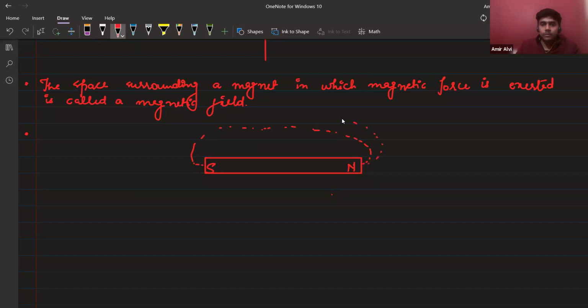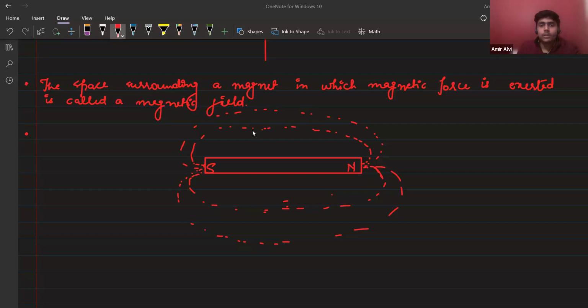You can see this thing. It is going from north to south. And here it's a little bit circular right now. Is it clear to you? Yes, sir. Any doubt? No, sir. So these are called the magnetic field lines. Clear? Yes, sir.